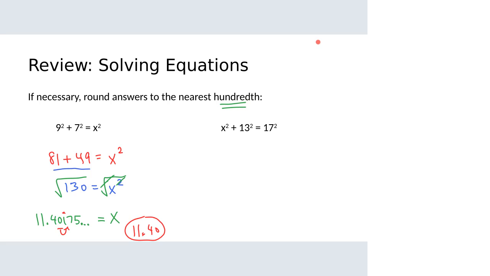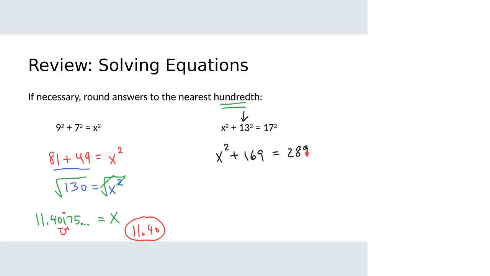Okay. Over here, just like before, anything we can simplify, we want to do that. So I have 13 raised to the second power. That's 13 times 13. So that'll be 169. There's nothing I can do to simplify the x squared. It just has to stay x squared for now. But the 13 squared becomes 169. And then on the right-hand side, 17 squared, which is 17 times 17, is 289.